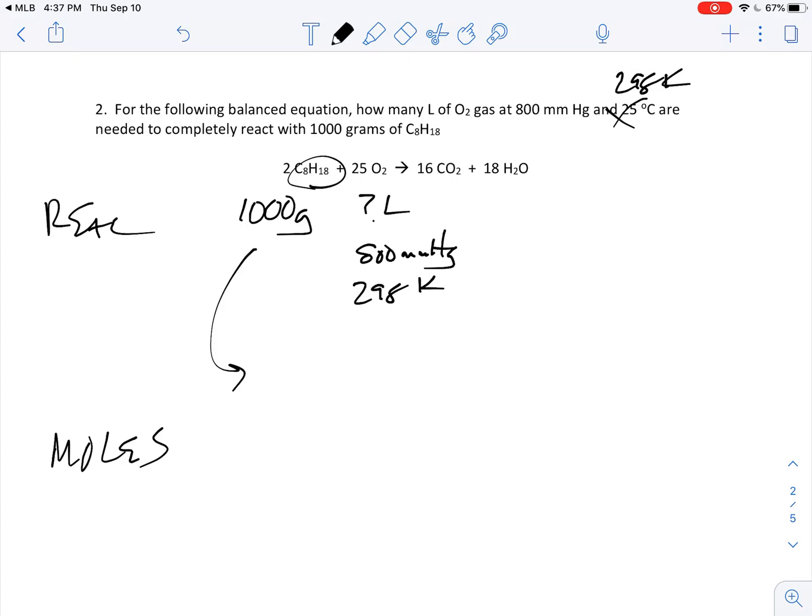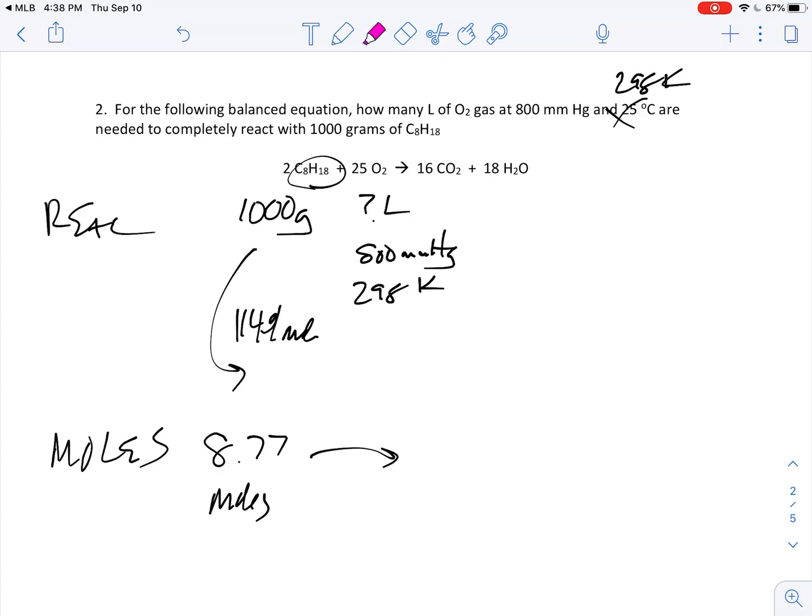I have to take into account the fact that this stuff weighs 114 grams per mole. Remember, I ignored that 2. That 2 does not help me right now. I don't care about that 2 right now. I only care about that 2 when I am going from there to there. We'll deal with him in a minute. So I divide that out, and I should get about 8.77 moles when I do that.